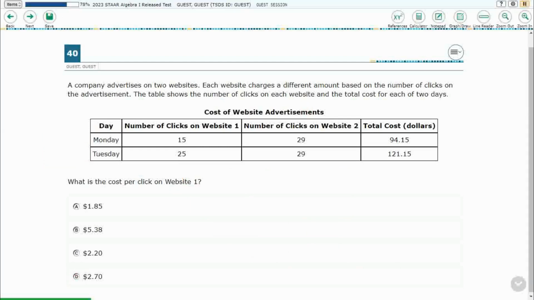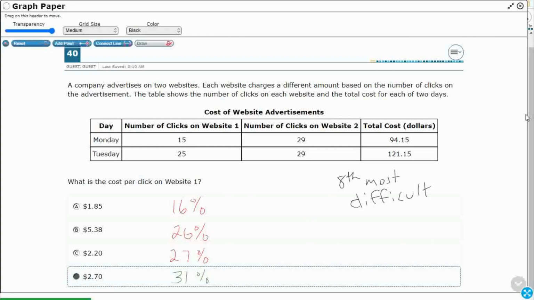Let's see how we did across the state of Texas. So this was the 8th most difficult problem on the test. We couldn't even get 1 out of every 3 kids choosing the correct answer. And if you take a look at our answer pattern, our distribution here, this looks an awful lot like guessing. And so we've got a lot of kids guessing, and then a few kids worked it out. That's why this one's a little bit higher, and this one's a little bit lower. That's 16%, but other than that, we're just kind of all over the place here.